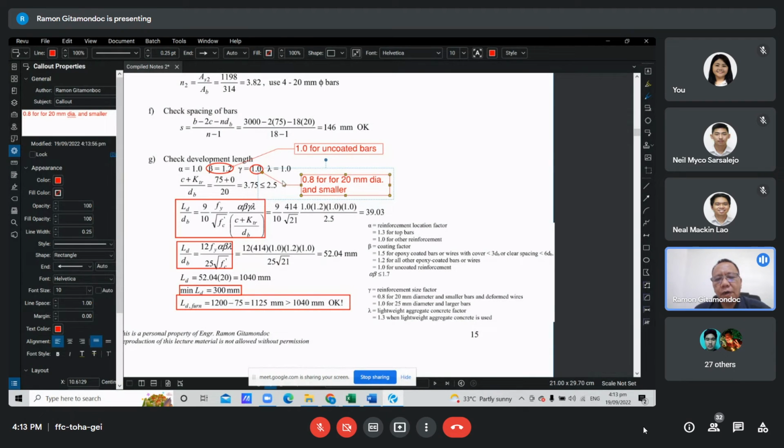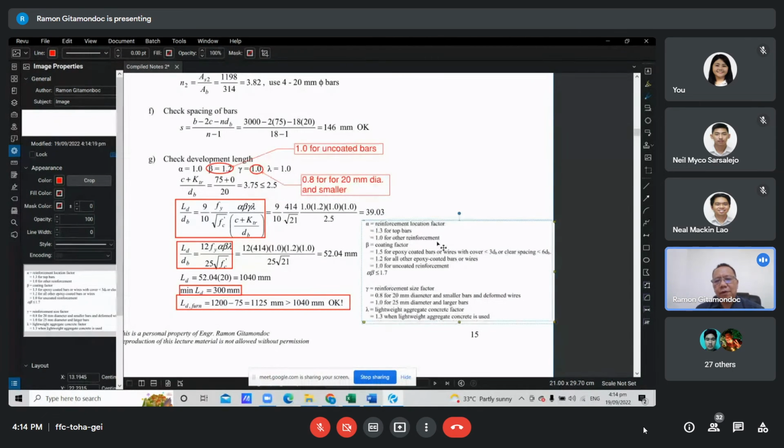Okay, this is lambda, the lightweight aggregate concrete factor. For normal weight concrete it is okay, 1.0, that's correct. So just make the necessary correction here. Beta, change that to 1.0, and this Y, change that to 0.8 instead of 1.0. Okay, so I think that's fine.